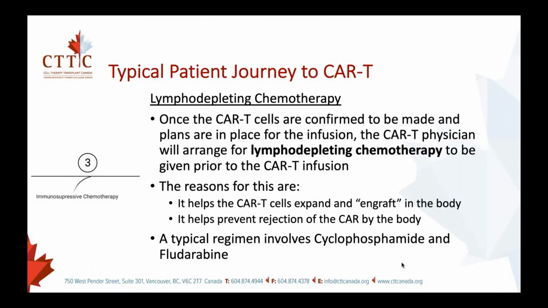The other thing it does is it helps prevent rejection of these specialized cells by the body, because the body can sometimes recognize these CAR T cells as being slightly different than what it is used to and will try to get rid of them. And so this lymphodepleting chemotherapy helps prevent this from happening. Now, a typical regimen of chemotherapy for lymphodepletion involves cyclophosphamide and fludarabine, two commonly used drugs in treating lymphomas and leukemias.